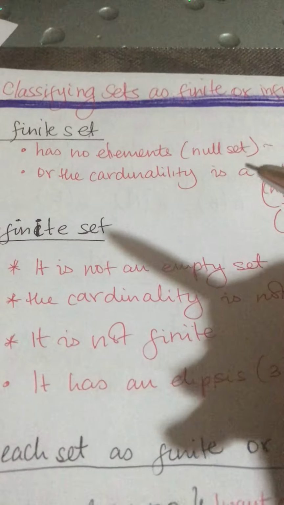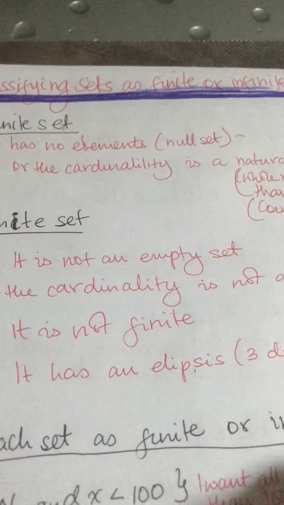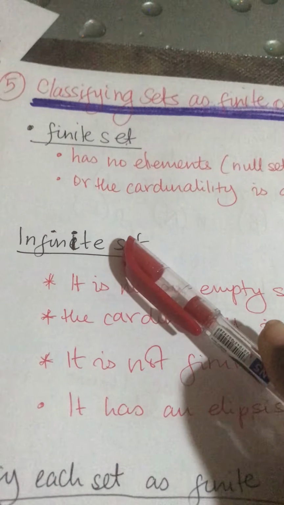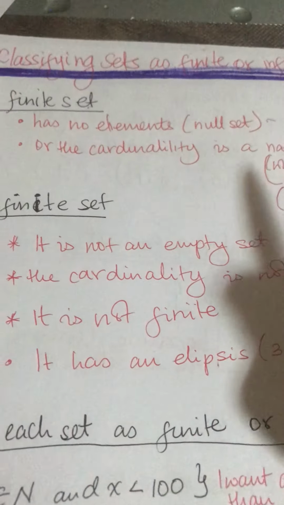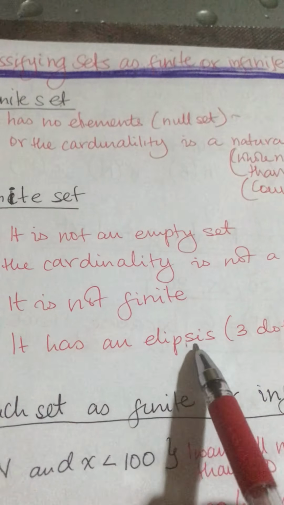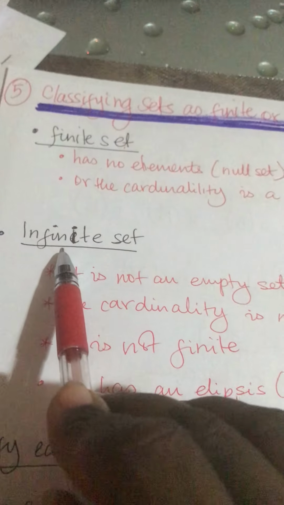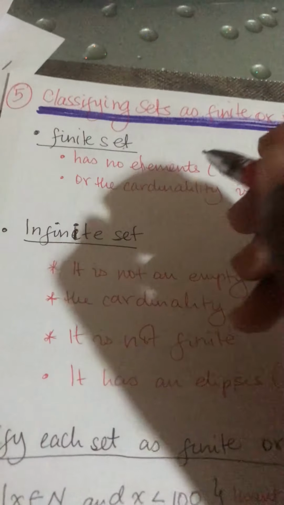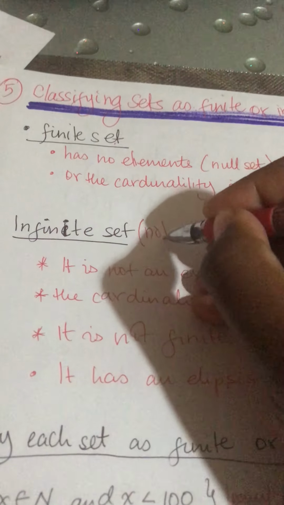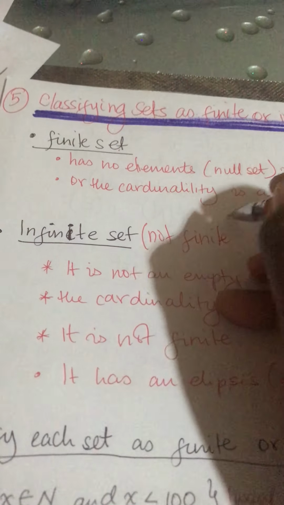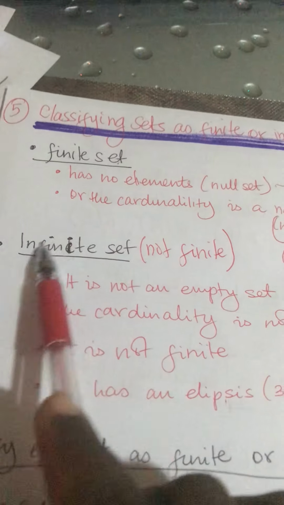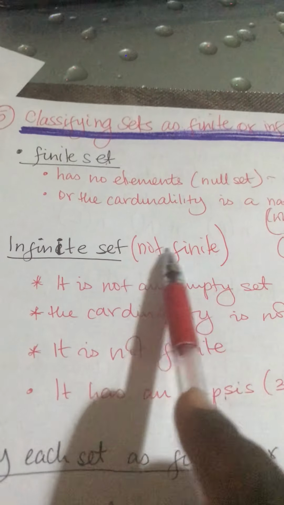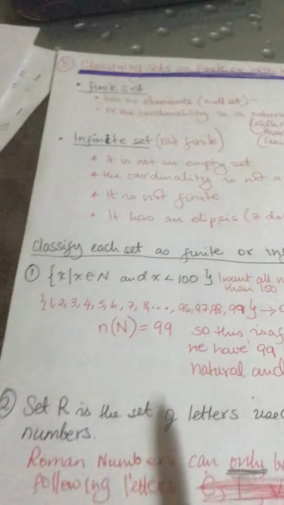That's what I mean. For you to determine whether you are finite or not finite, you should see the 3 dots. If you see the 3 dots, you are not finite. You are infinite. Not finite and infinite means the same thing. But learn to say infinite. This is the correct way for you to say.